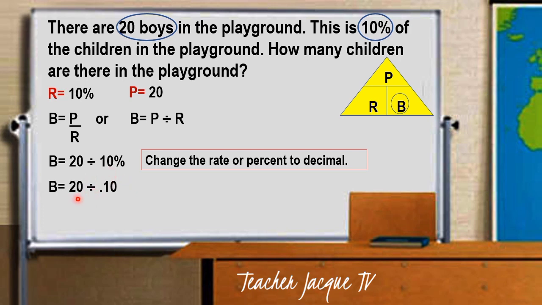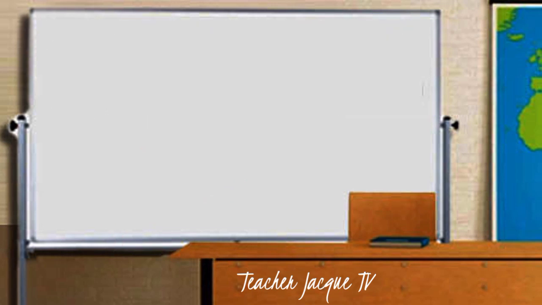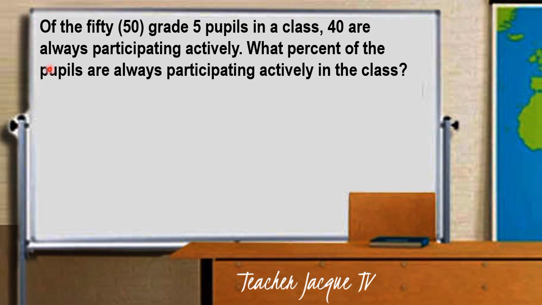So, B is equals to 20 divided by 0.10. So, ang ating final answer is B is equals to 200. So, ang total number ng children na nasa playground ay 200. For our last word problem, we have, of the 50 grade 5 pupils in a class, 40 are always participating actively. What percent of the pupils are always participating actively in the class?